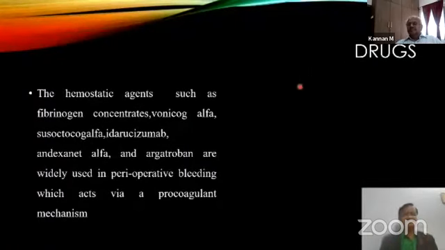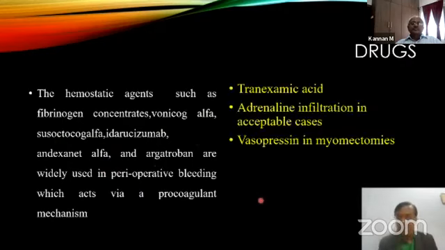There are a lot of drugs, like recombinant factors, argatroban, all these things. But what we know is this: we know tranexamic acid infusions. We know adrenaline infiltration in acceptable cases. We know vasopressin in myomectomies. It is short-acting, but in this time we should suture, get the arteries and feeder vessels tied, and then we are safe. So these are the 3 important drugs which are helpful in management of intraoperative anemia.